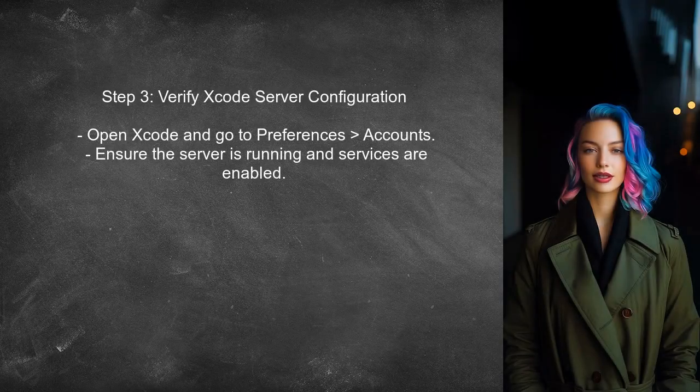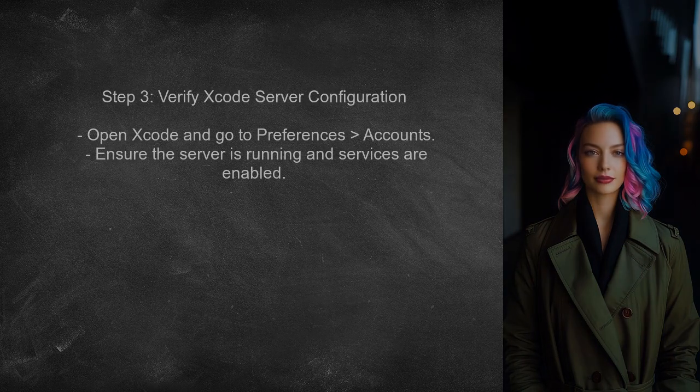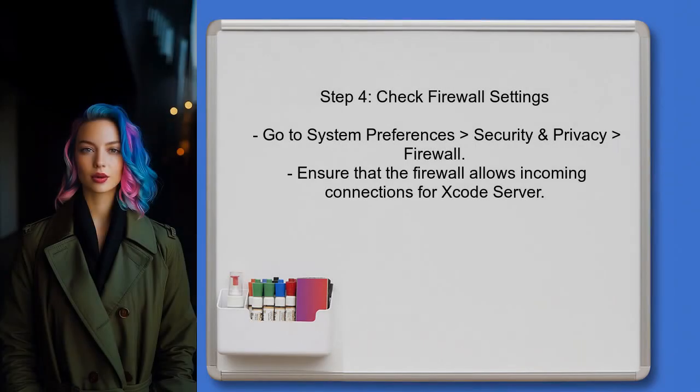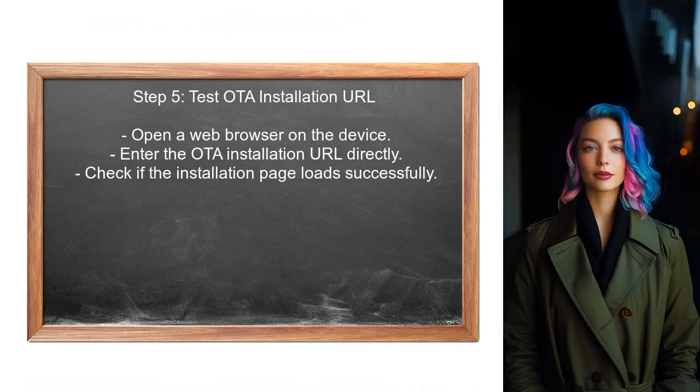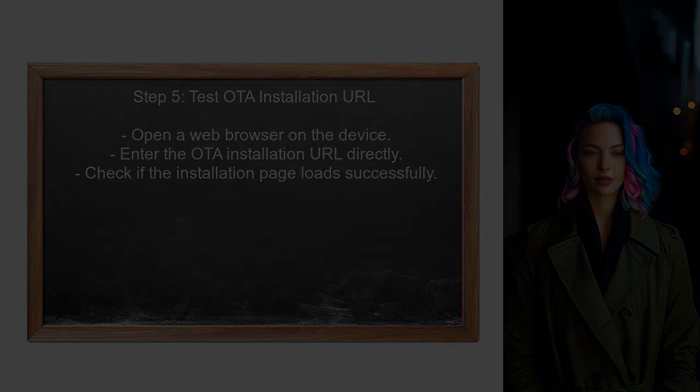The user should also verify that the Xcode server is properly configured. This includes ensuring that the server is running and that the necessary services are enabled in the Xcode preferences. Additionally, the user should check the firewall settings on their Mac. They need to ensure that the firewall is not blocking incoming connections to the Xcode server. Finally, if the problem persists, the user can try accessing the OTA installation URL directly in a web browser on the device. This can help identify if the issue is with the connection or the server itself.